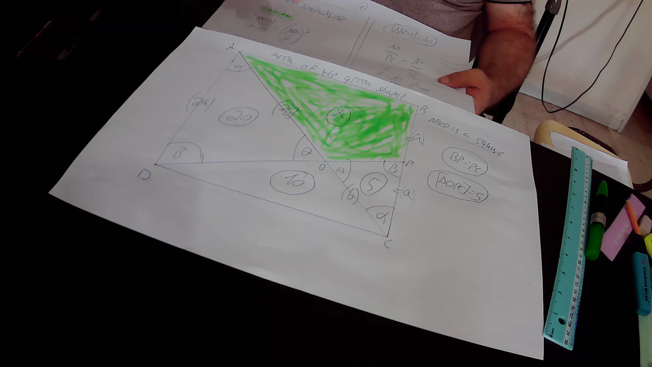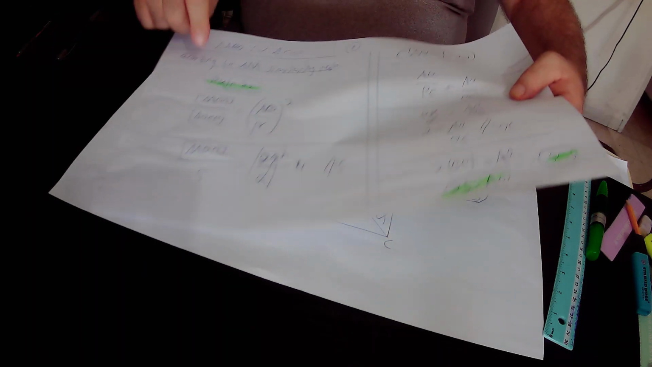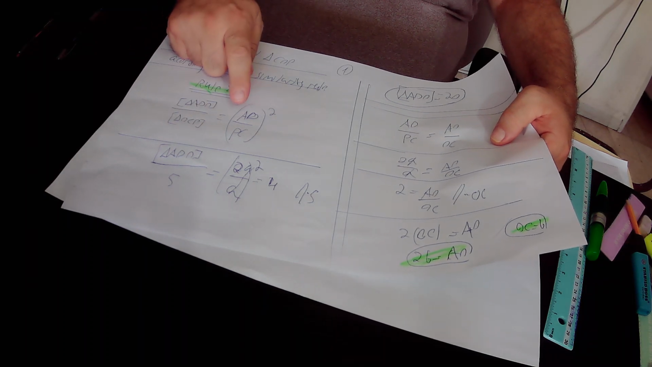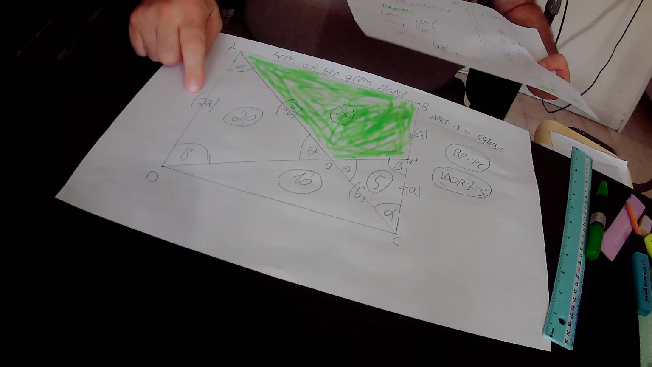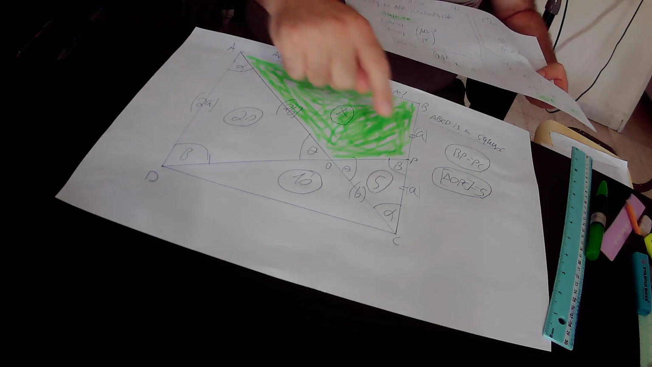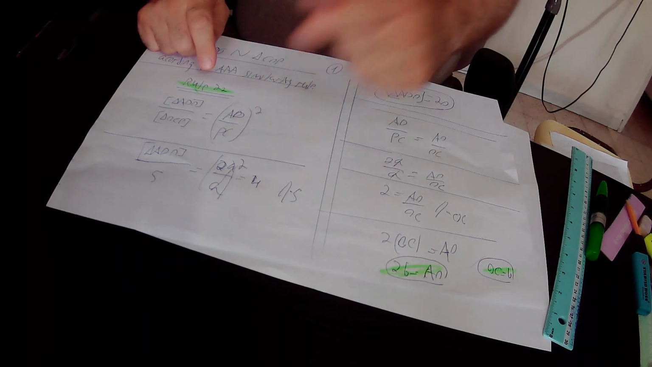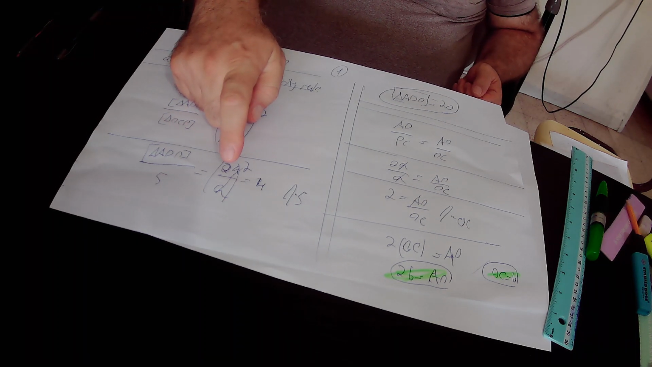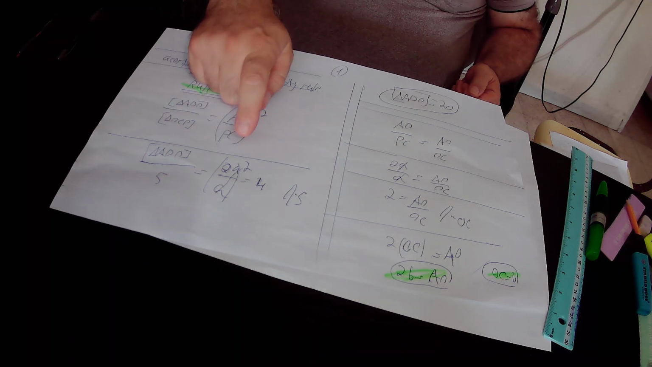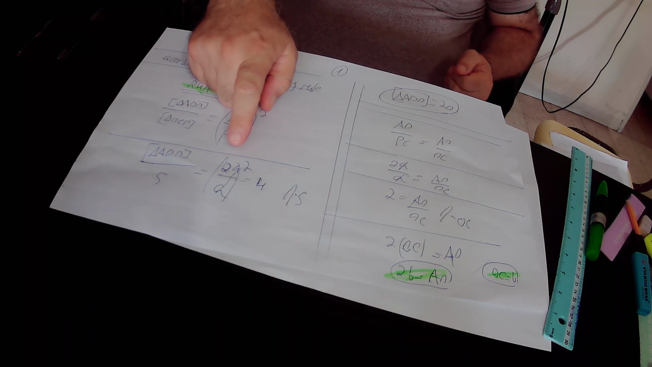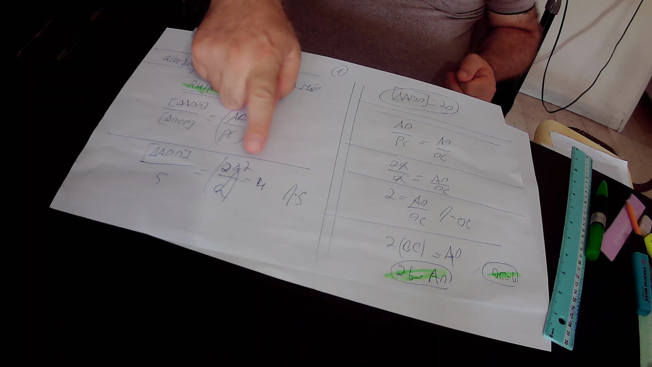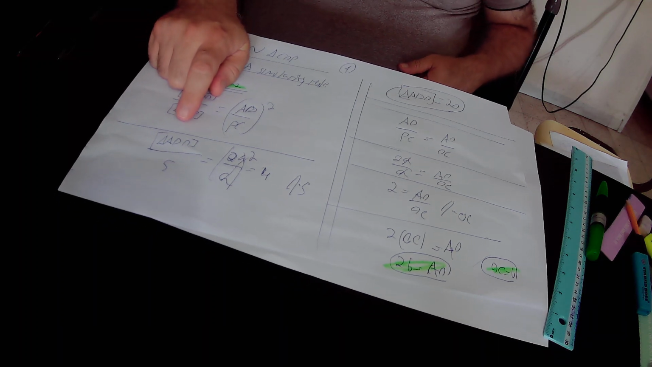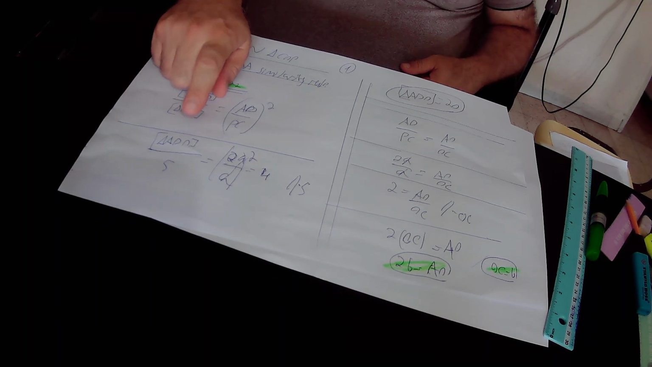The area of triangle CPO is 5, so we substitute the area of triangle CPO by 5, and we have AD over PC squared. AD is 2A and PC is A, so it is 2A over A squared. We have A in the numerator and A in the denominator, so A will get cancelled. This expression equals 2 squared, that is 4. So the area of triangle ADO over 5 equals 4.